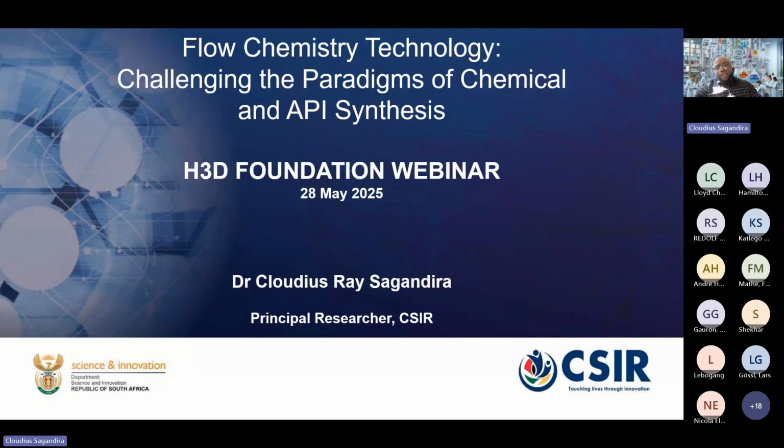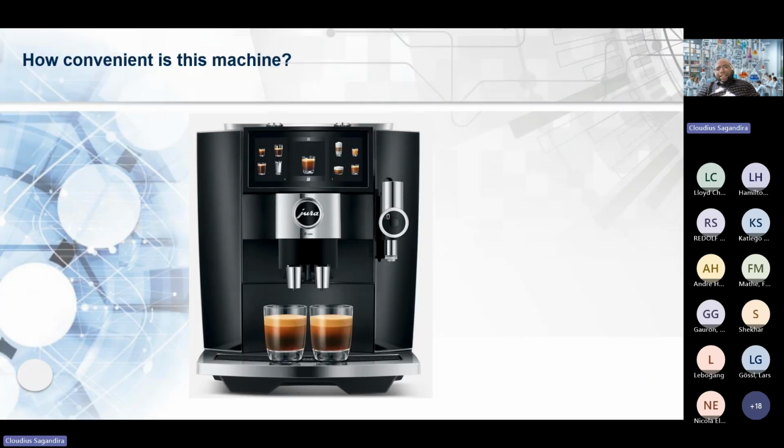I think you have already introduced the topic that I'm going to talk about. It's continuous flow and how we can use it to improve our processes in chemical production as well as API synthesis. Before I get started, I think we just want to talk about this machine on the screen. I think we all know how convenient it is. It's a coffee machine. It's known for its precision, efficiency, and safety.